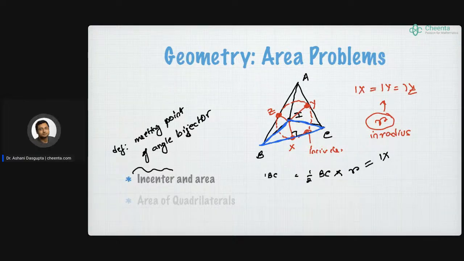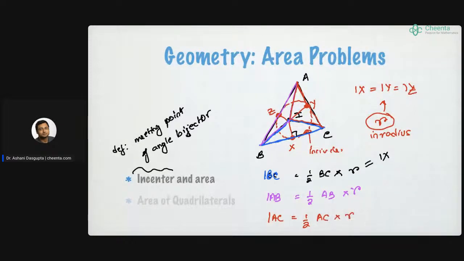Similarly, this is the blue triangle IBC. Now let's draw the pink triangle IAB. The pink triangle IAB is half times AB times r. And we have the red triangle IAC. Here we go. The red triangle IAC is half times AC times r. So we are using a couple of facts here that Ix, Iz, and Iy are all small r. They are all the same.